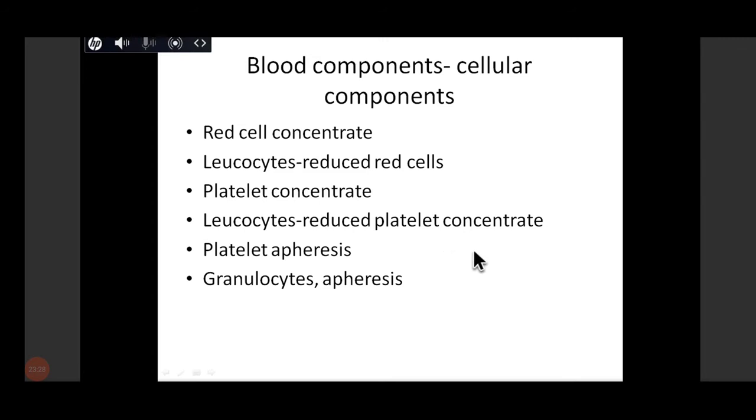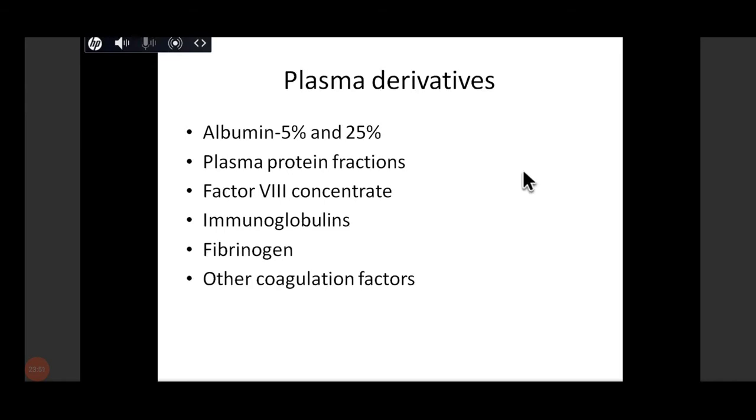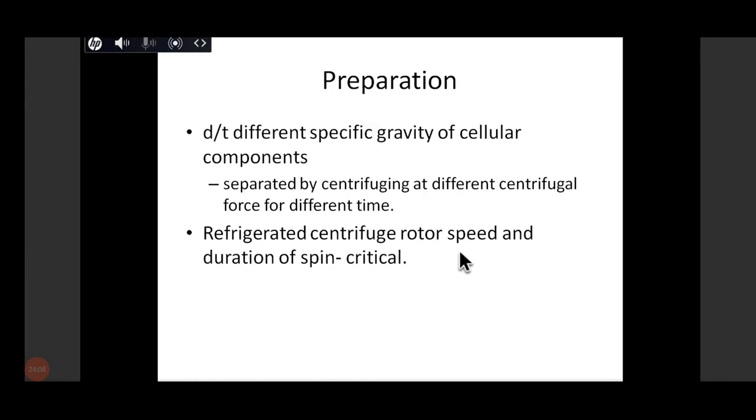We can have leukocyte reduced platelet concentrate. We can have platelet apheresis or granulocyte cells. Along with that, plasma components, what are they? We can have fresh frozen plasma, single donor plasma, cryoprecipitate, and cryoplasma. This will be discussed later on. The use is also coming in the subsequent slide. Then the plasma derivatives: we can have albumin, plasma protein fractions, factor 4 concentrate, immunoglobulin, fibrinogen, and other coagulation factors, depending on which factor the patient is deficient in, and given to them.